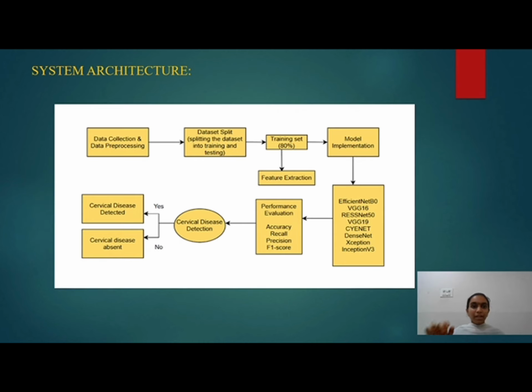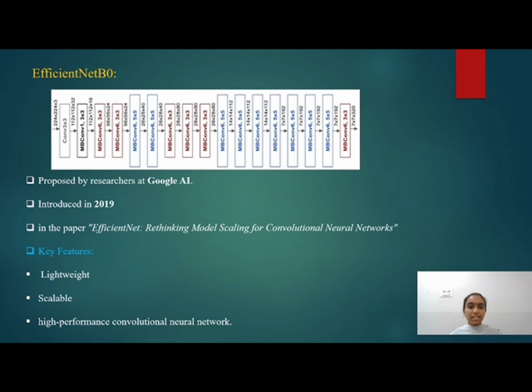Now let us learn about system architecture. System architecture refers to the structured framework that defines how different components of a system interact, work together, and flow from start to end to achieve a specific goal. In the context of our project, system architecture describes the entire process or pipeline used to collect and prepare the image data, train the deep learning models, evaluate the models, and use the best model to detect cervical diseases.